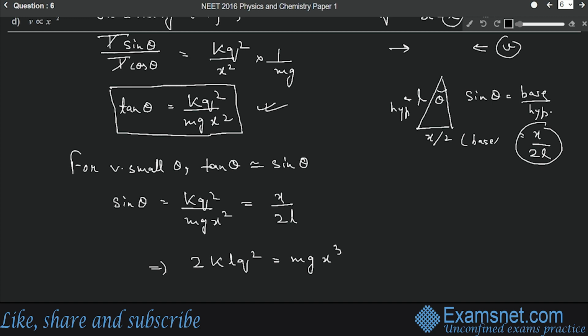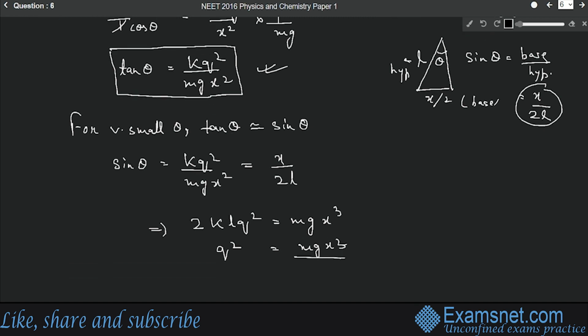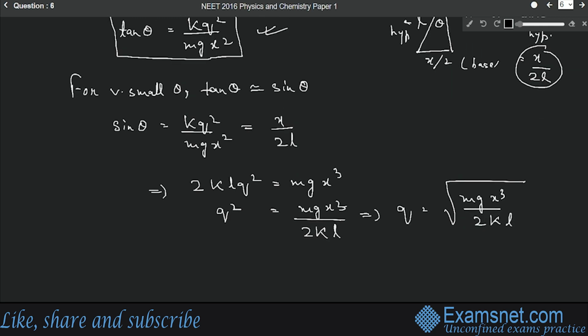Okay, so what will be the value of q²? q² will be equal to mgx³ upon 2kL. Now what will be the value of q? It will be the root of this. Root of mgx³ upon 2kL. See, you have to pay attention, otherwise you can get it wrong. So q will be equal to under root mg by 2kL, and we can write the power of x separately, as x to the power 3 by 2. Okay, because root x means x to the power half, and the cube is already there, so x to the power 3 by 2.